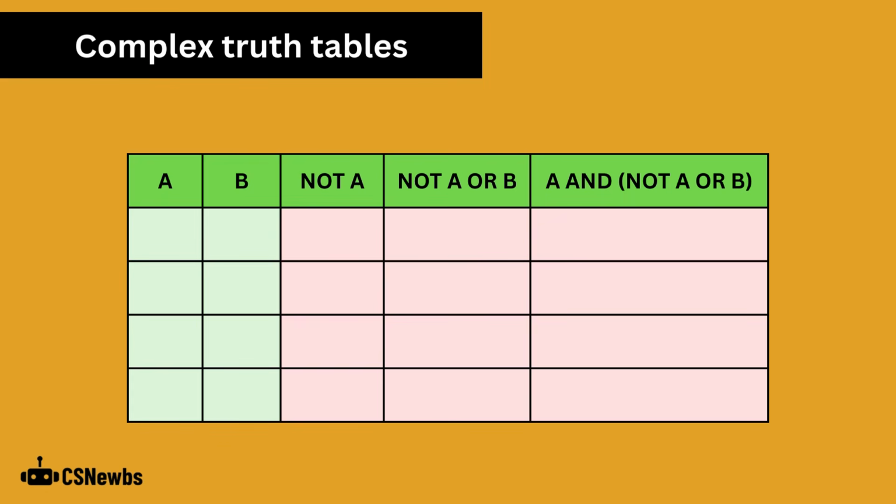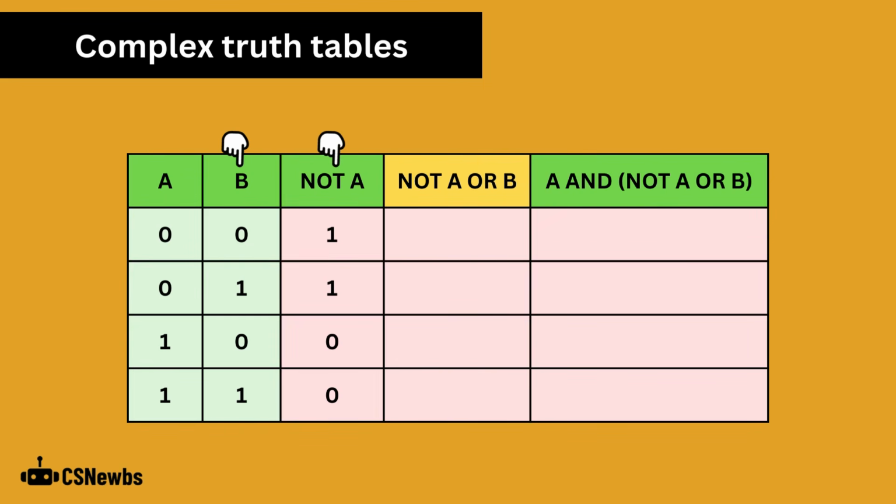Let's have a go at completing a complex truth table to try and work out what A AND (NOT A OR B) would look like when represented. There are 2 inputs, A and B, so we need to start by filling in the 4 different combinations: 0, 0, 0, 1, 1, 0, and 1, 1. To fill in the NOT A column, we need to look at the A column and then use the NOT operator. Remember, that is the opposite. So 0 becomes 1, 0 becomes 1, 1 becomes 0, and 1 becomes 0.